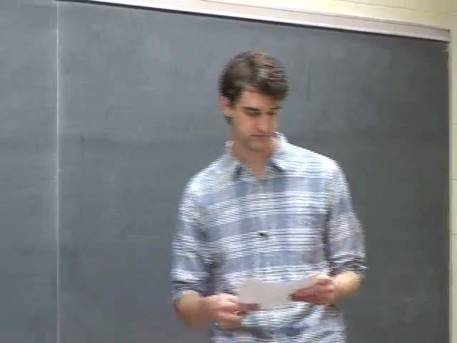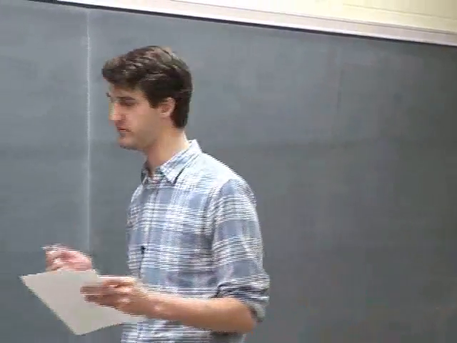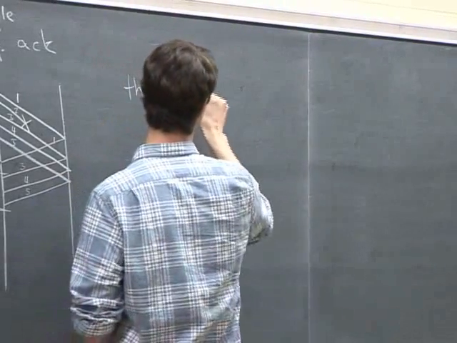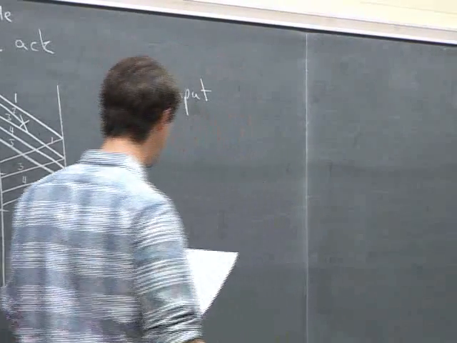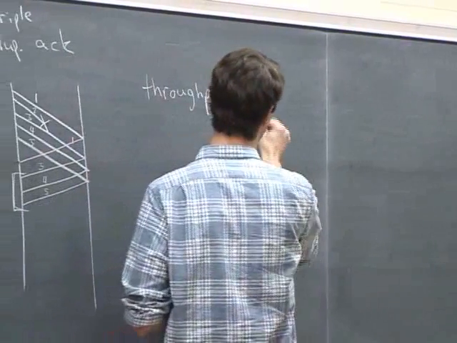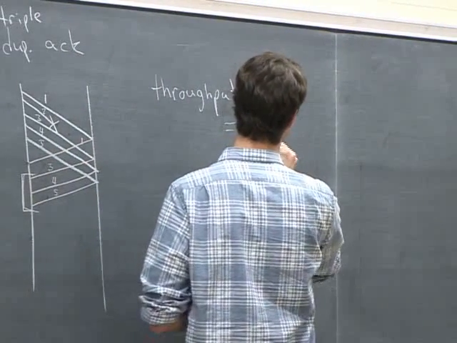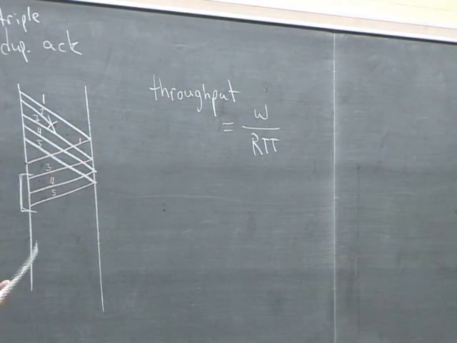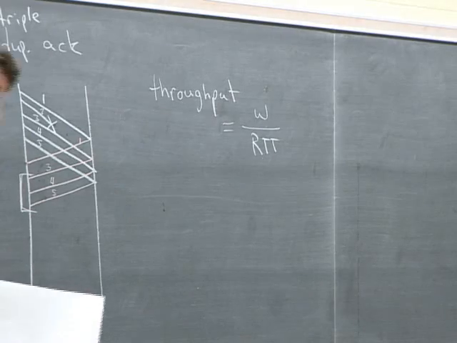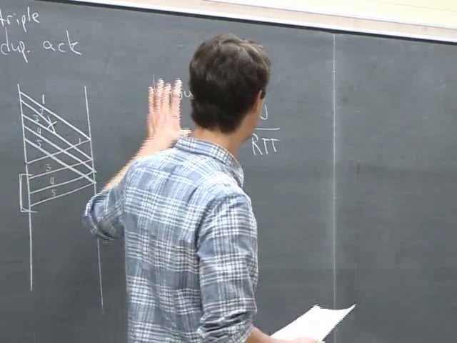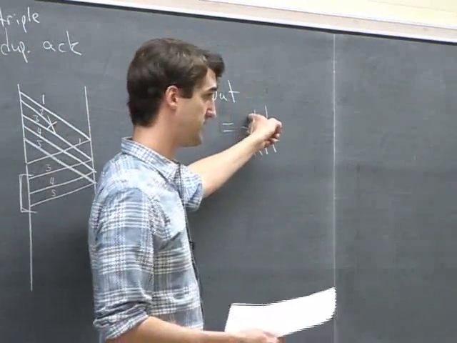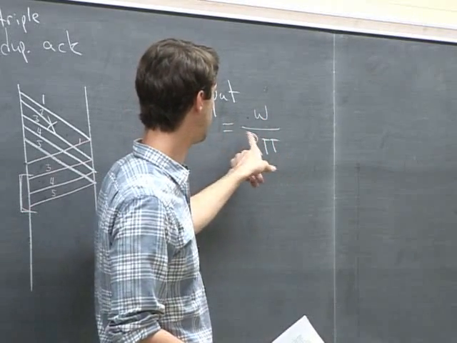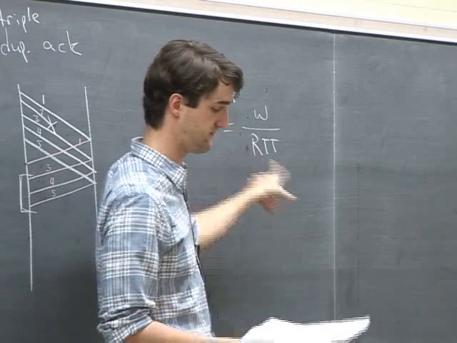All right. And then the throughput that TCP achieves is different than the window size. So the throughput is equal to our window size divided by the round trip time. All right, so it's important to distinguish between the actual throughput achieved and the window size that you're using. The window size is the number of unacknowledged packets you can have, and it's related to the throughput, but your throughput does depend on the round trip time.